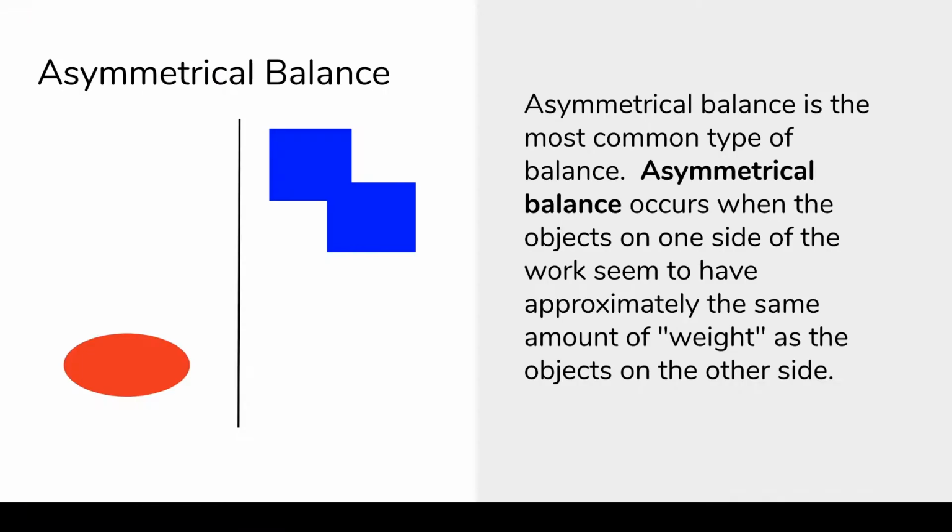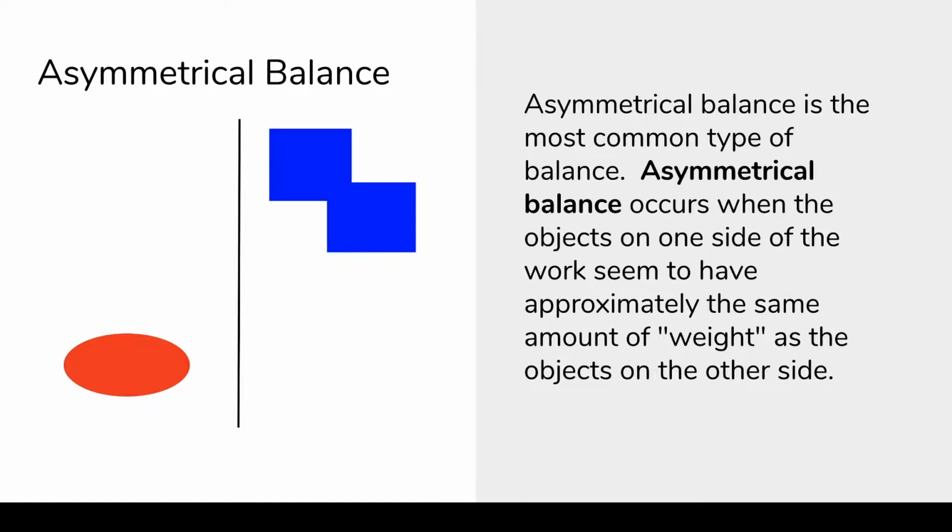So we can also think about grid work as a type of radial balance. It depends on the type of grid, of course, but that can be a type of balancing strategy in some ways. Okay, so let's talk about asymmetrical balance.